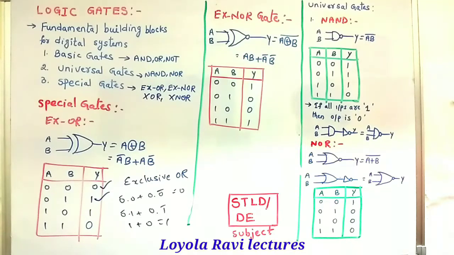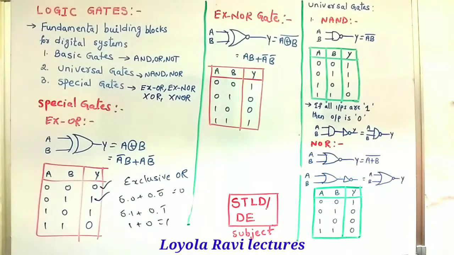If all inputs are same, all inputs are either low or high, then output is 0 or low. And if any one of the inputs is different, 0 and 1, then output is high. Okay, that is the high logic and low logic for XOR gate, that is XOR operation.